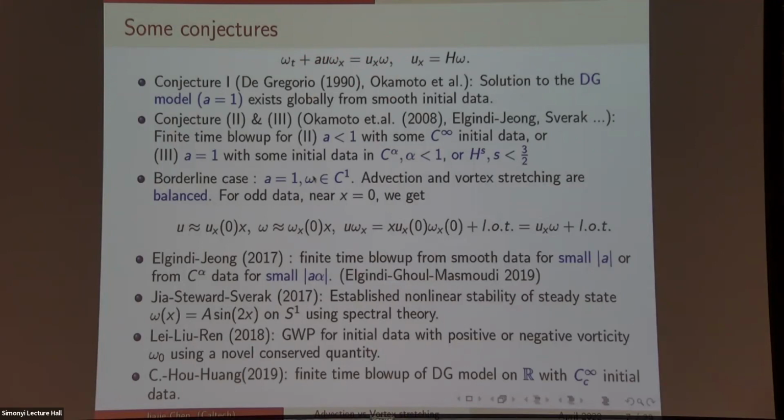And in recent work with Tom Hou and De Huang, we proved that this De Gregorio model can blow up on the real line from smooth initial data with compact support. So this result, on the real line case, disproved the first conjecture. It also resolved the third conjecture, because now the data can be C infinity rather than C alpha. And it can also be seen as the endpoint case of the second conjecture, because the result is a equal to 1.